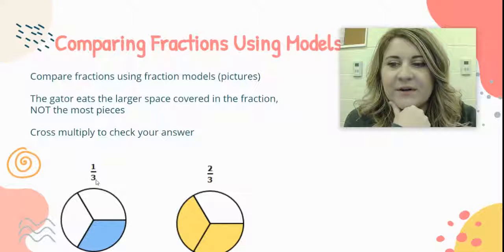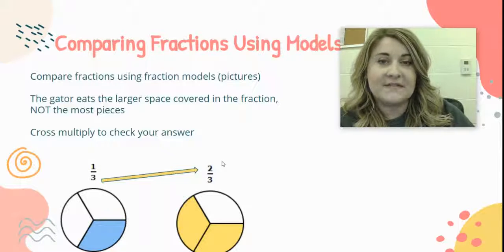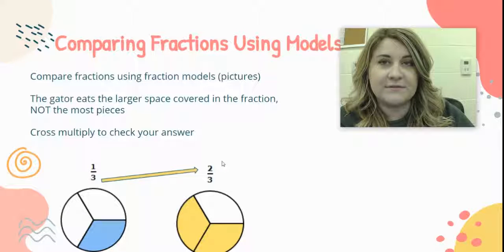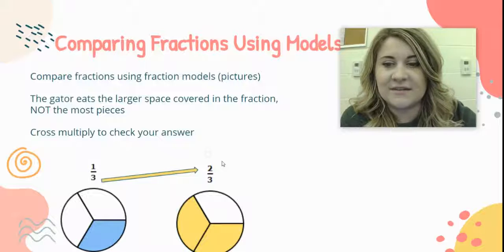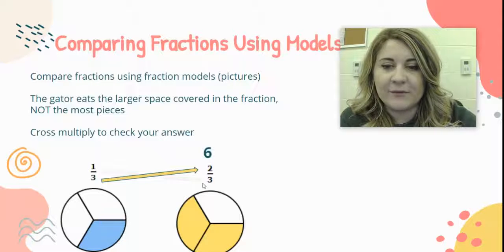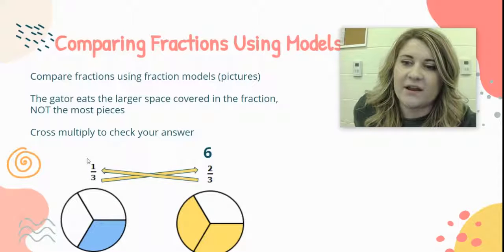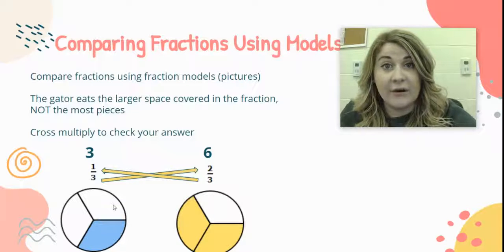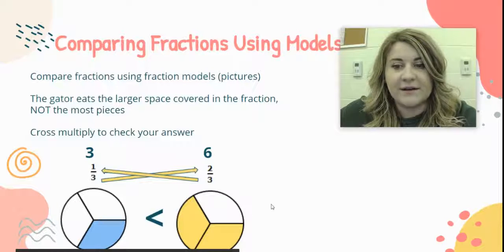So for cross multiplying, we're going to draw an arrow from 3 to 2. We're multiplying the bottom number by the top number over here, and 3 times 2, 3 doubled, or skip count by 3 two times. 2, 4, 6 gives us 6 over here. And then if you multiply 3 times 1, remember we're making an X, 3 times 1 is 3. So I know that I'm comparing these numbers. I know that 6 is bigger than 3, so this is the bigger fraction, okay?